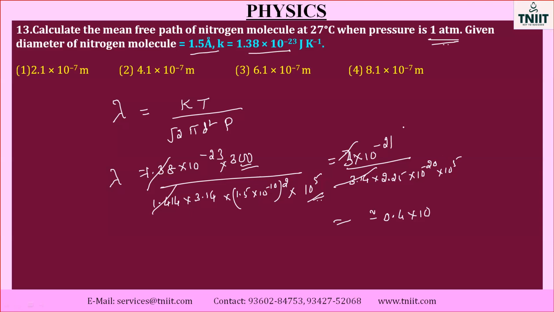When it comes to the denominator, it will be plus 15. Minus 21 plus 15 will be minus 6, or approximately 4 into 10 power minus 7. So the answer should be close to 4 into 10 power minus 7. You can do only the rough calculation part, students. So it is 4 into 10 power minus 7.